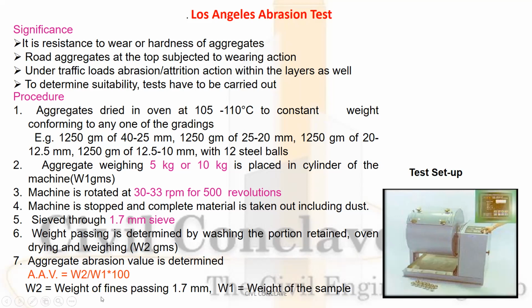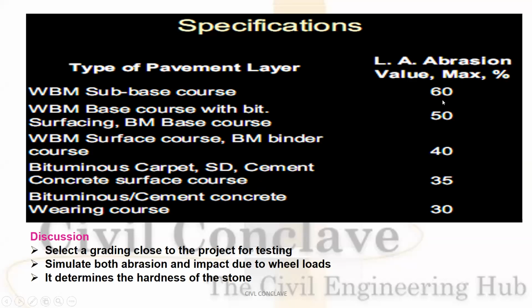W2 is equal to the weight of fines passing through 1.7 mm, and W1 is the weight of the sample. The specification for a road: WBM base course, Los Angeles abrasion value maximum should be 60%. WBM course with bitumen surfacing should be 50%. WBM surface course, bituminous binder course should be 40. Bituminous concrete, SD, cement concrete surface courses should be 35. Bituminous concrete wearing course should be 30.